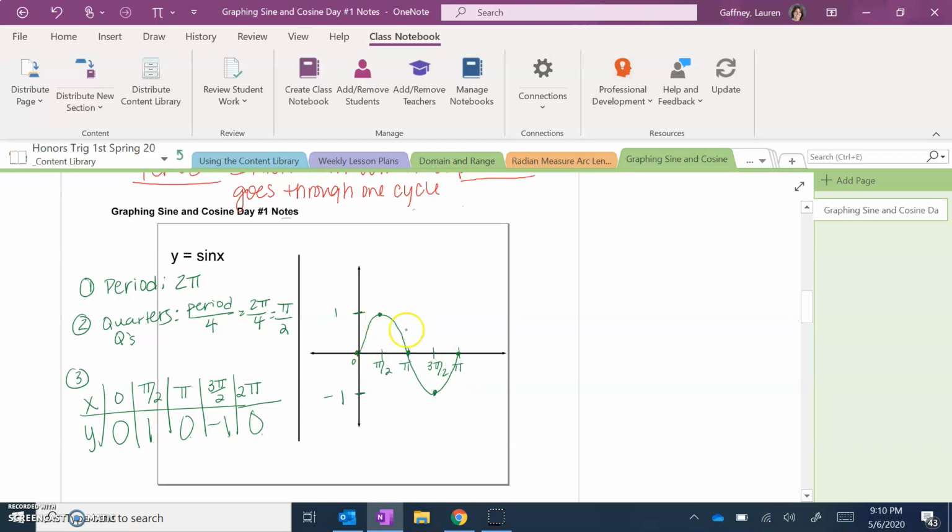Right? If you would get more in-between values, you see that they form nice smooth curves. And if you would go beyond this, it would just keep repeating. Same thing this way. It would just keep repeating.